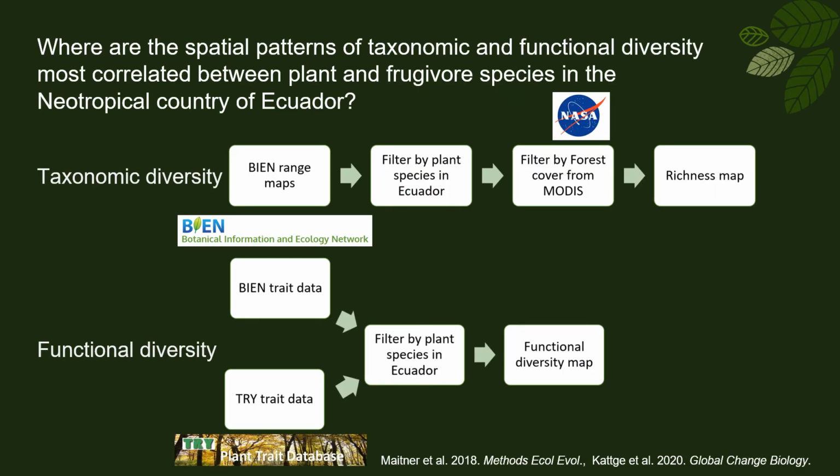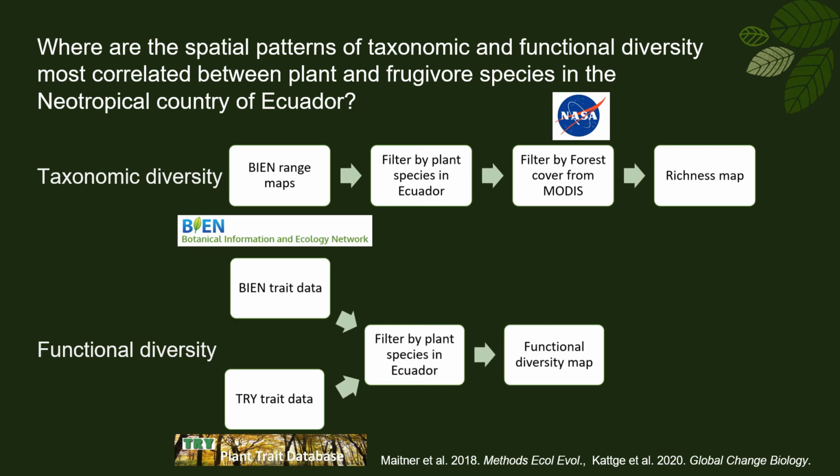Through my research project, I aim to answer the question of where the spatial patterns of taxonomic and functional diversity are most correlated between plant and frugivore species in the Neotropical country of Ecuador. I did this by combining methods from data science, ecology, and biogeography in my approach.